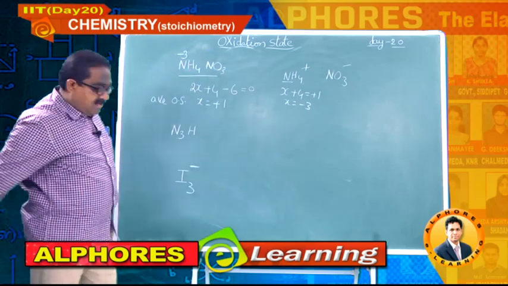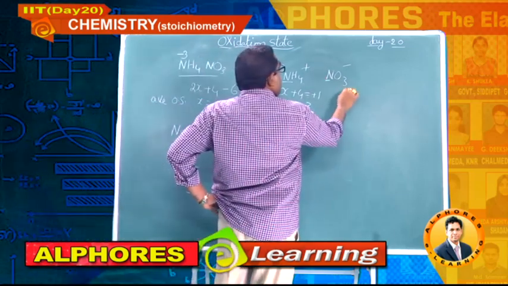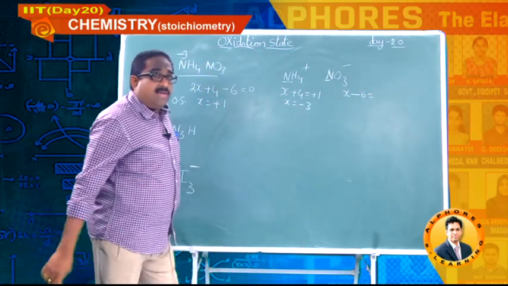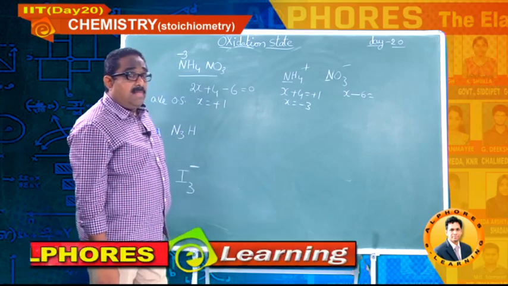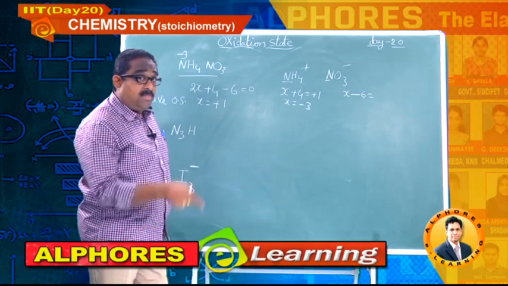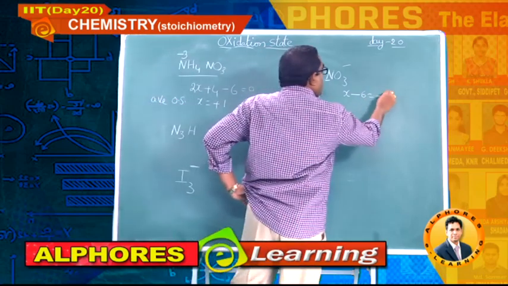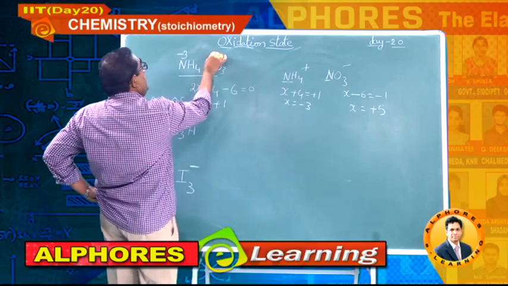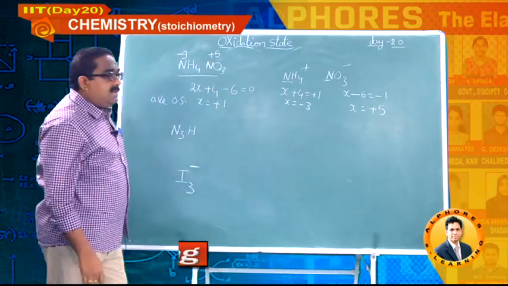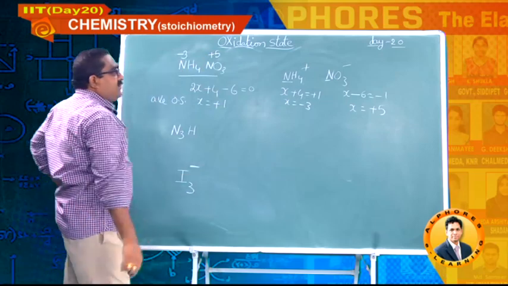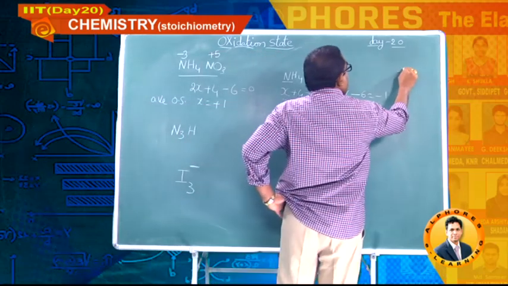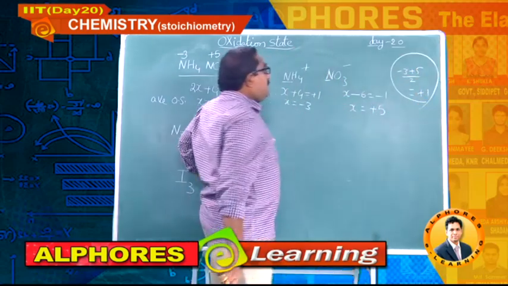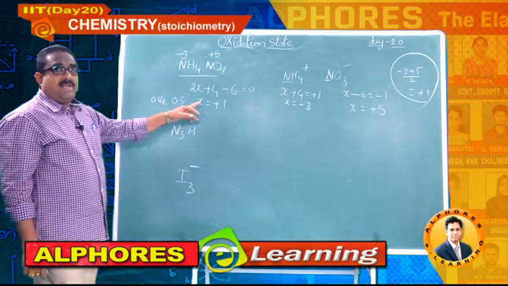And let me go for that one. For this, take it as x, 3 oxygens minus 6. The sum of the oxidation states of all the atoms present in a polyatomic ion is equal to the charge present on that ion. That rule I am applying here. So x equals plus 5, minus 3 and plus 5. Do the average for minus 3 and plus 5. What will you get? Minus 3 plus 5 divided by 2, that is plus 1. So that is why the average you got is plus 1.